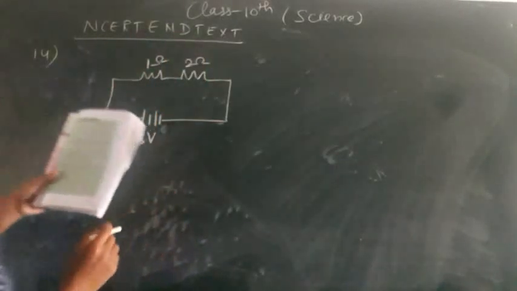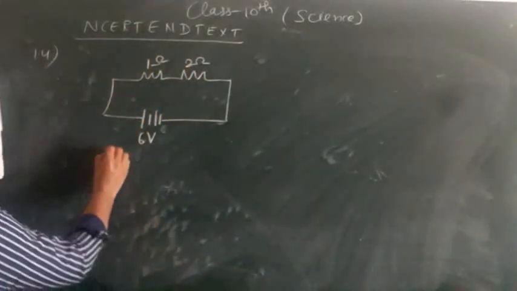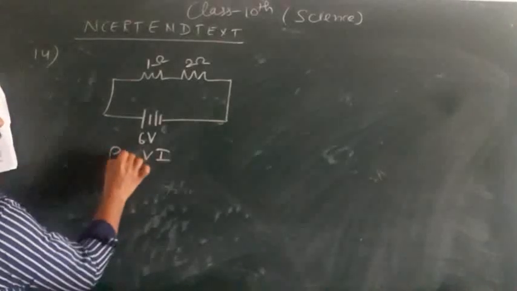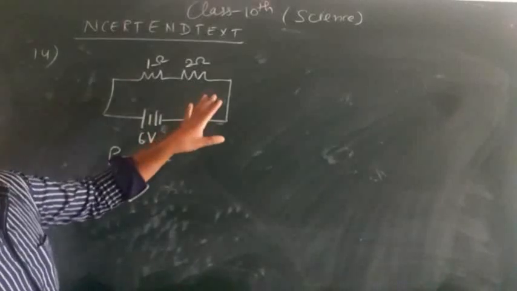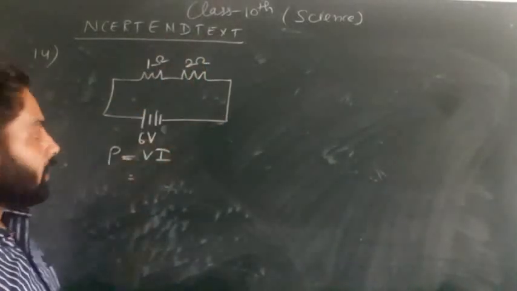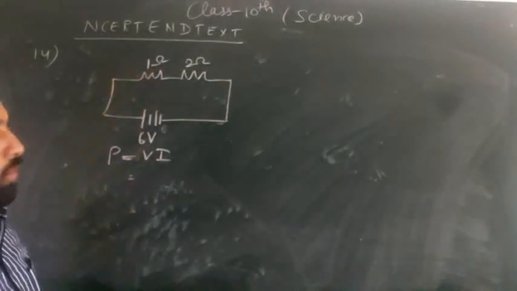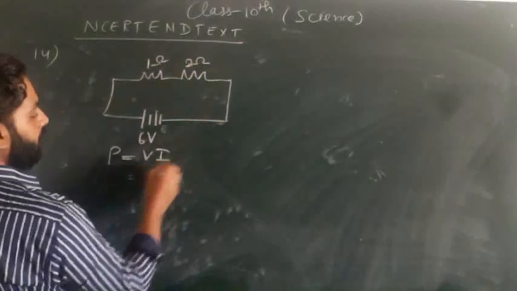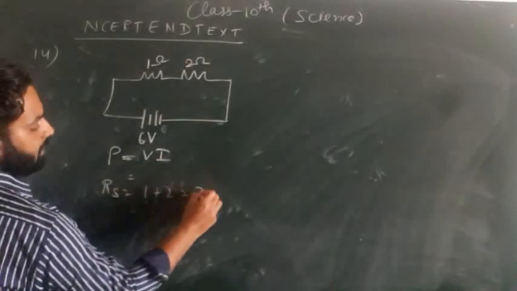So we have to find the power for the 2 ohm resistor. We all know that P is equal to VI. Clear? So we have to find the value of I as well as V to find the power for the 2 ohm resistor. So we will solve it and find V and I. First, the 1 ohm and 2 ohm resistors are connected in series, so their total resistance Rs is 1 plus 2, that is 3 ohm.